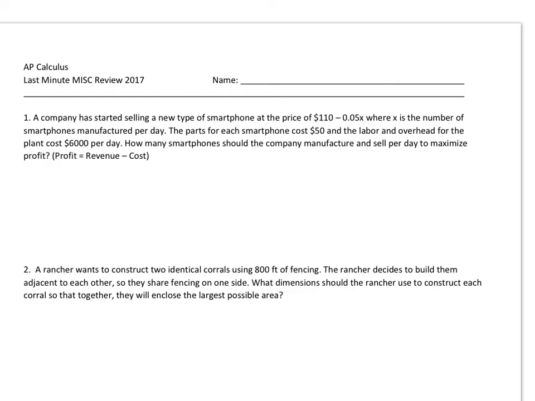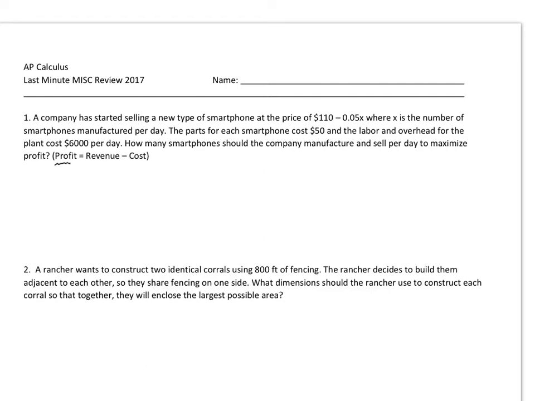Number one says, a company has started selling a new type of smartphone at the price of $110 minus 0.05x, where x is the number of smartphones manufactured per day. The parts for each smartphone cost $50, and the labor and overhead for the plant costs $6,000 per day. How many smartphones should the company manufacture and sell per day to maximize the profit?